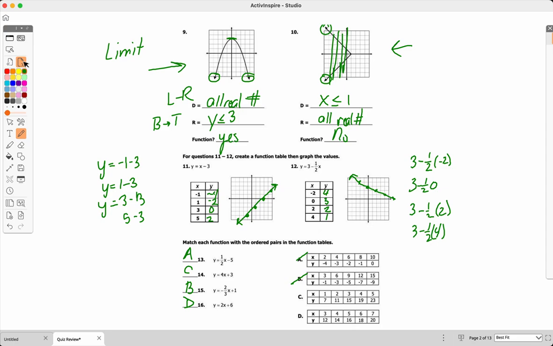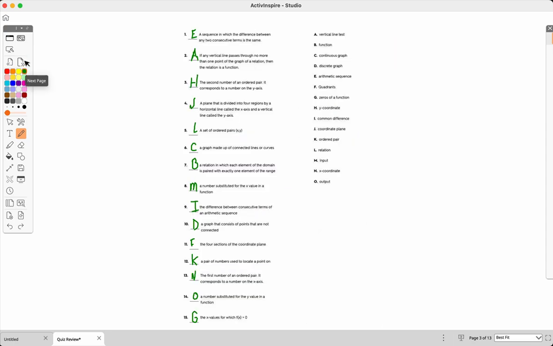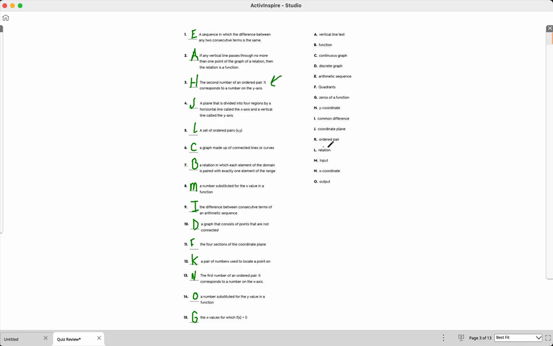All right, so let's talk about the vocabulary. A couple ones that I saw that were tricky. The second number in an ordered pair. Okay, guys, we're talking about the Y value. Another one I saw that was tricky for a lot of you was number 5. It's a set of ordered pairs. It's not an ordered pair, but a relation, because that's the definition for relation.